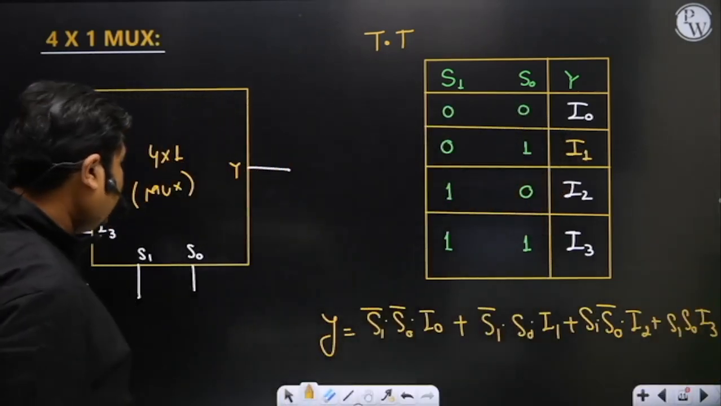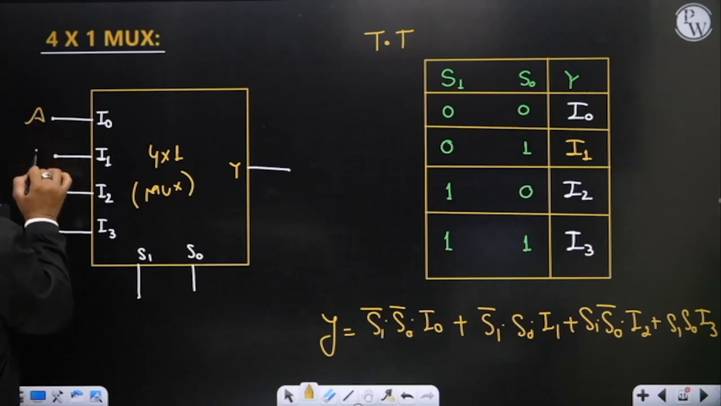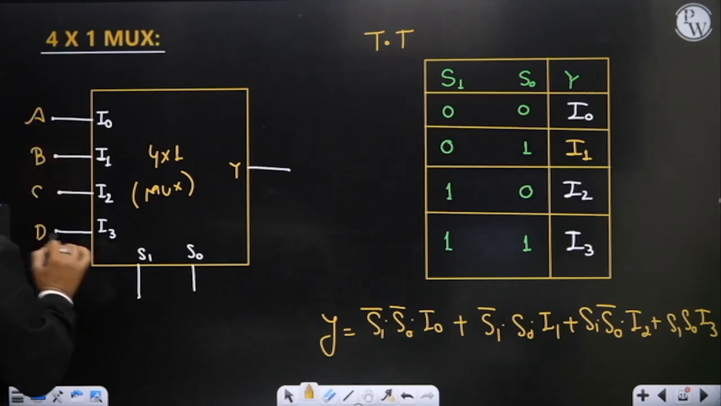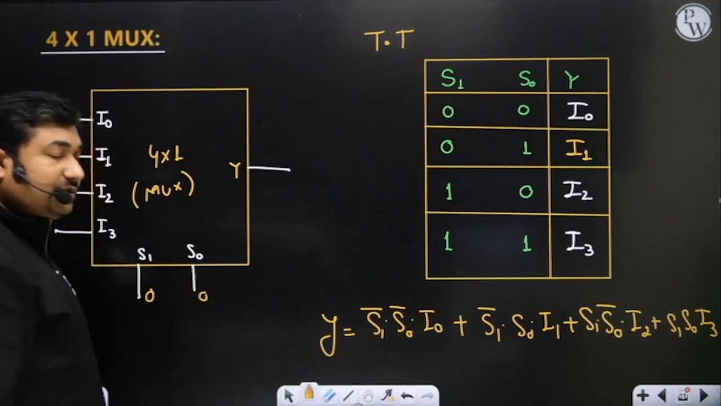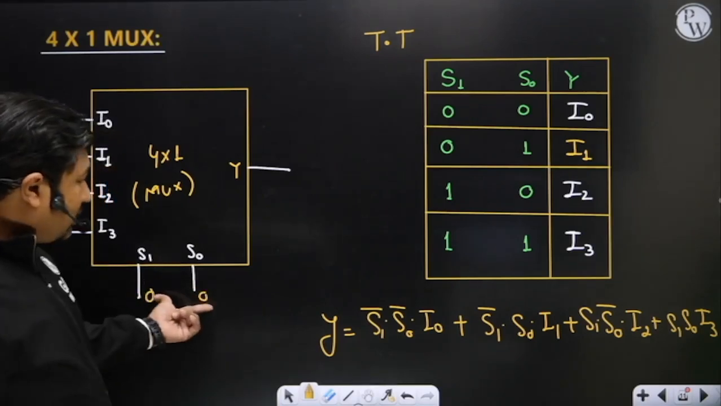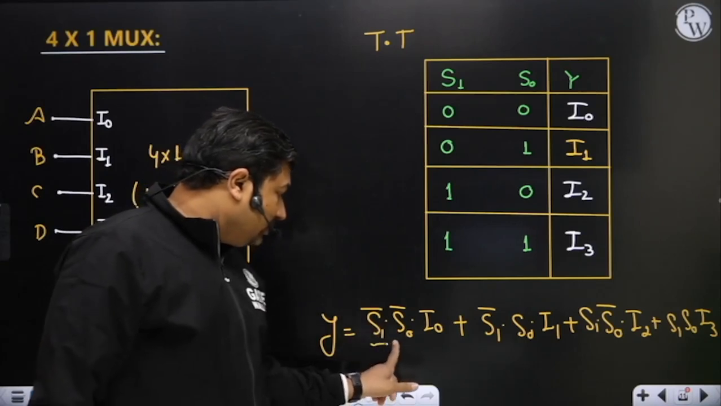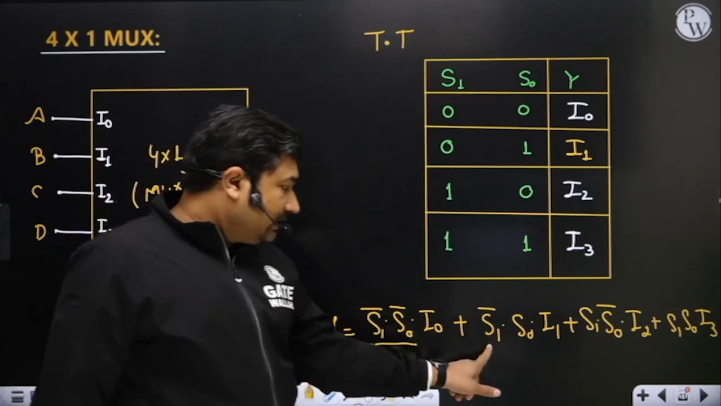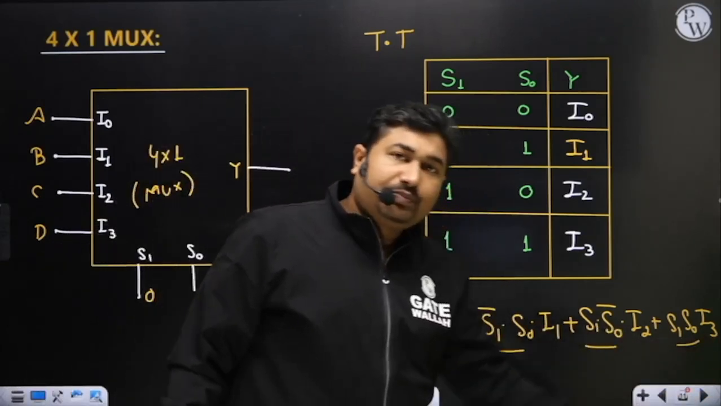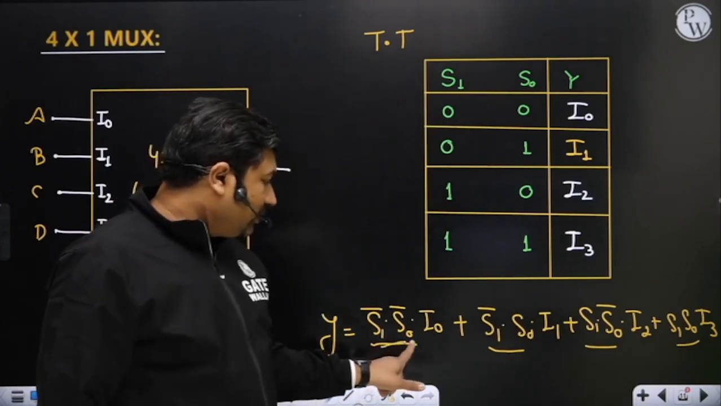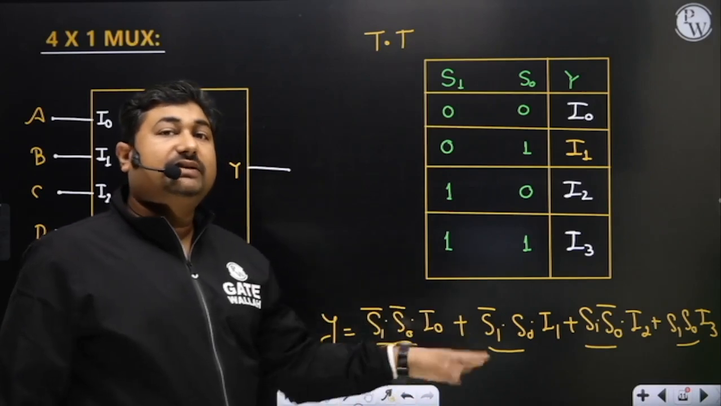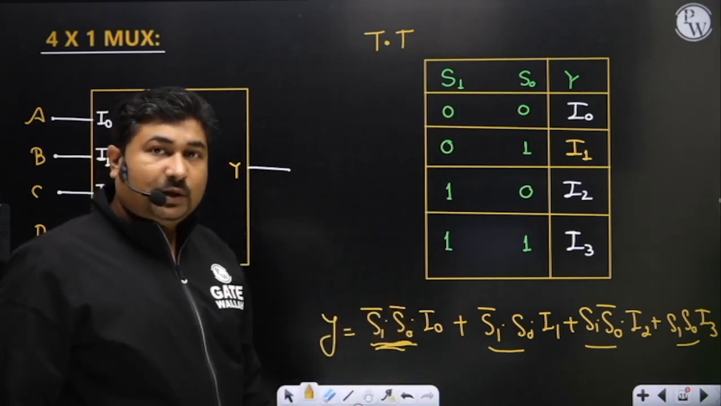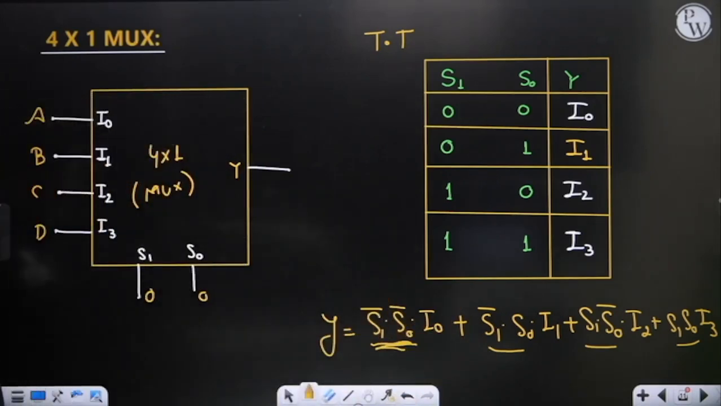Now let's check this with A, B, C, D. Let us suppose we have connected in this way. In case I have a select condition of 0, 0, then what happens? In case of 0, 0, only this term is going to be 1. All other select conditions are going to be 0. And I0 is A, so your output Y is equal to A only. Is it okay? Hoping you are able to understand this properly.